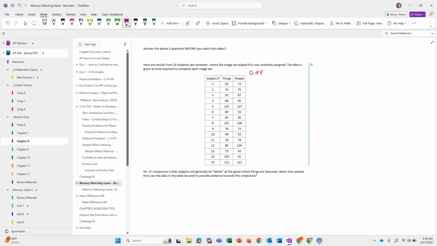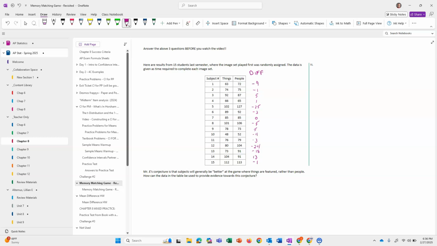So 63 minus 72 is negative 9. And 74 minus 75 is negative 1. And 92 minus 87 is 5. And I'm just going to let you keep going with that, and you can fill these down as well. And I'm doing this very quickly, so hopefully I don't make any obvious glaring mistakes as I'm subtracting. You can see that I'm just subtracting the people from the things. Some of them are positive, some of them are negative. It's like most of them are actually negative. And let's see, 17, so that's 18. That's 13, and then that's negative 1.